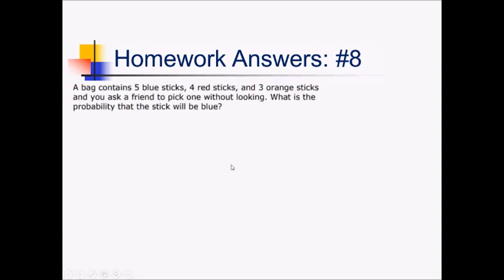For this one, we have a bag with 5 blue sticks, 4 reds, and 3 orange sticks. We want a friend to pick one without looking, and we want to know the probability our stick is going to be blue. So what is our total possibilities? Well, 5 plus 4 plus 3, that's 12. So the probability of blue is going to be something over 12. How many good possibilities are there? We want the blue sticks, of which there's 5. So then we would have 5 over 12 as our probability.